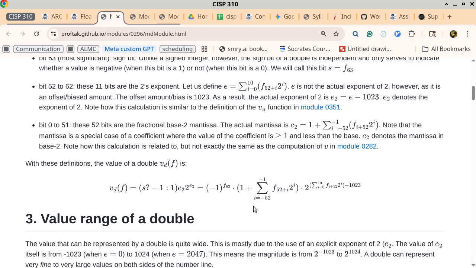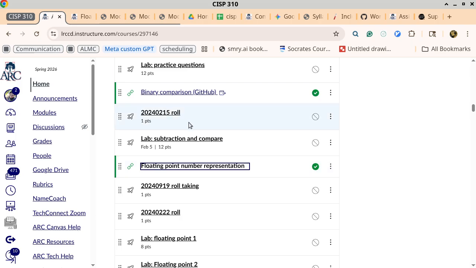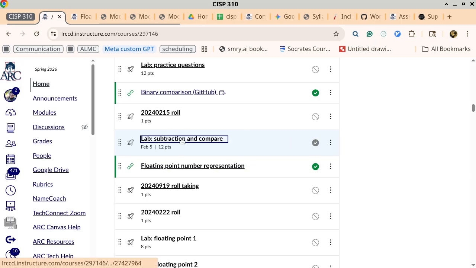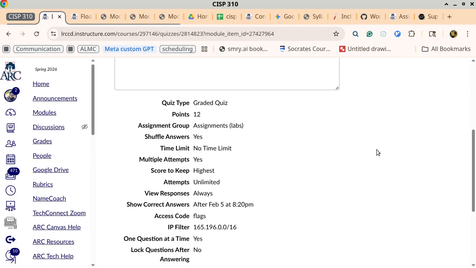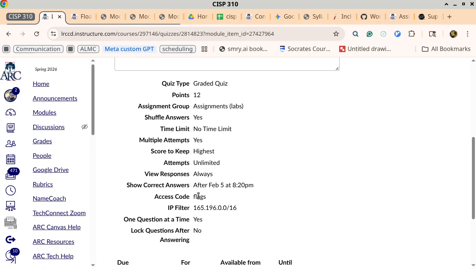So that's for next Tuesday, and I will give you the access code of tonight's lab right now. Tonight's lab is subtraction and compare. The access code is, I think it's negative, but I cannot be 100% sure. Nope, it is flags. Lowercase flags. F-L-A-G-S. All right, I'll see you guys in the lab.